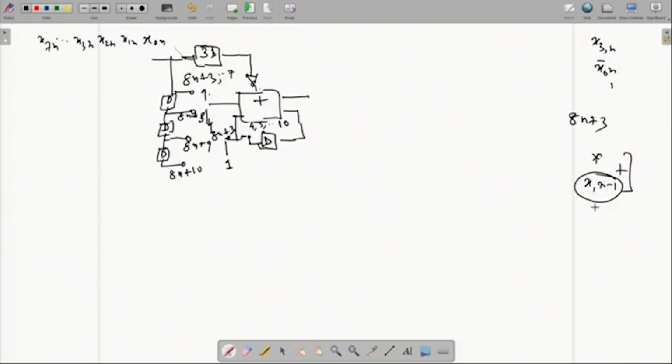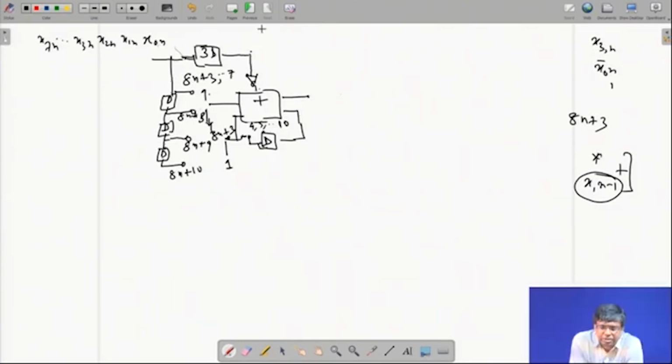Alright, that is for the n minus 1th word, number 1 bit. Where from do I get it? That is the question. Now you see, this is a very tricky thing. At what time does the LSB of this come? 8n plus 3.